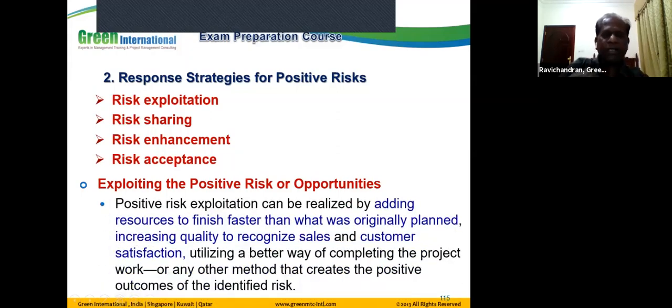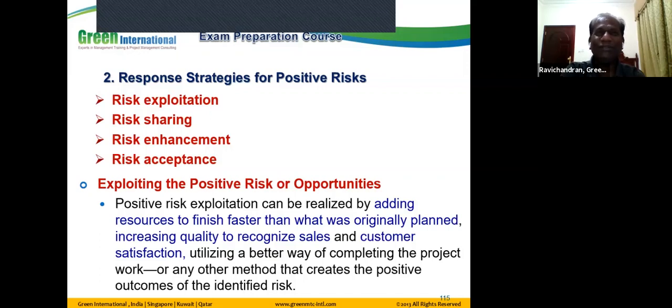What is risk exploitation? When I say positive risk, here we are looking at time saving, cost saving, and so on. What we normally say, hey, you are my friend for last 10 years. Every opportunity, you are utilizing me. You are making sure that you are benefiting from me. Because you see, I am always giving you the positive benefit. So you are always trying to exploit me to achieve the benefit.